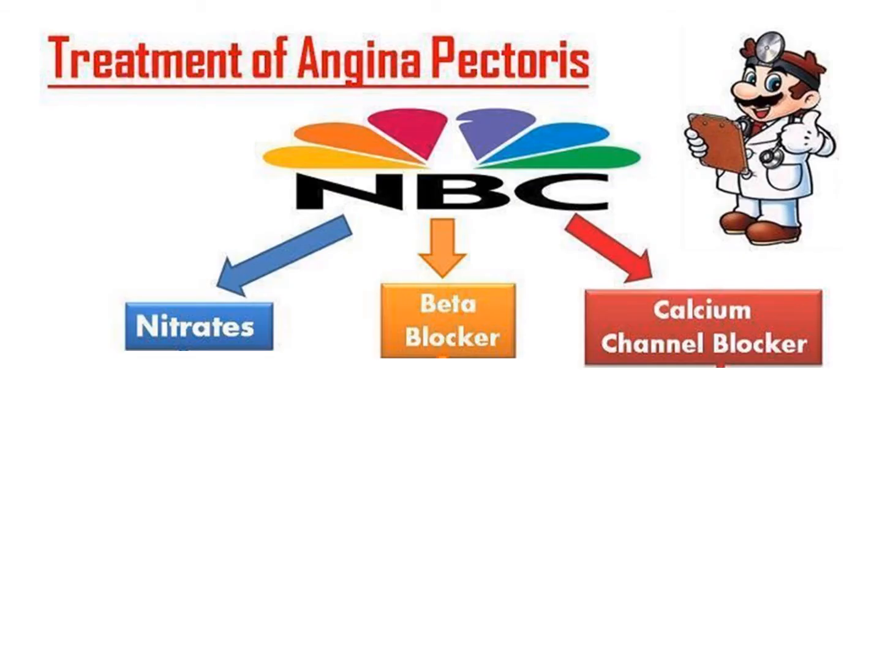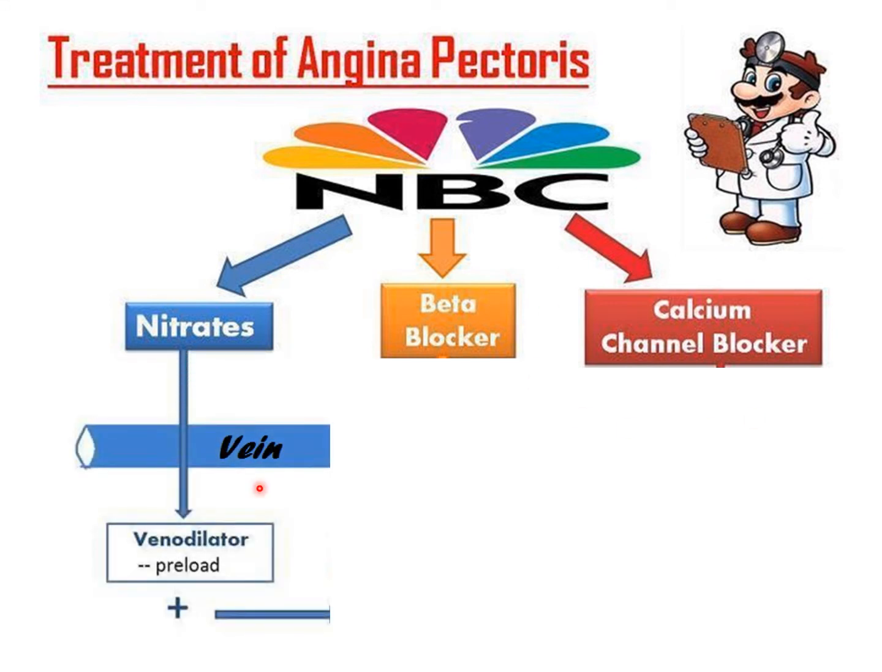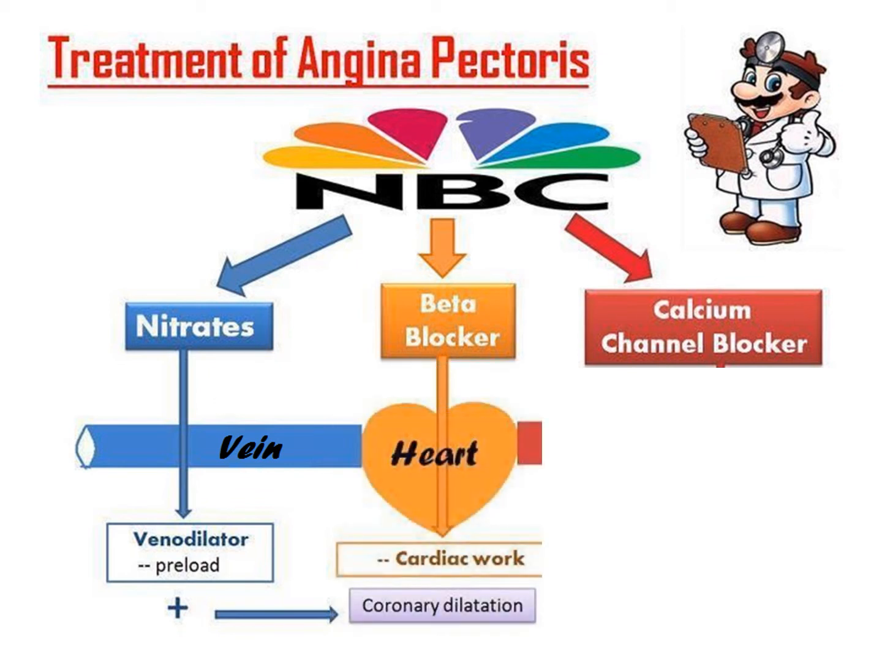The standard treatment options for angina pectoris are what we call the NBC options: nitrates, vasodilators, beta blockers to slow the heart down, and/or calcium channel blockers. So nitrates will vasodilate veins, and will help improve what we call the preload of the heart. Beta blockers will help reduce the workload of the heart, reduce oxygen demand, and will also lead to coronary dilation.